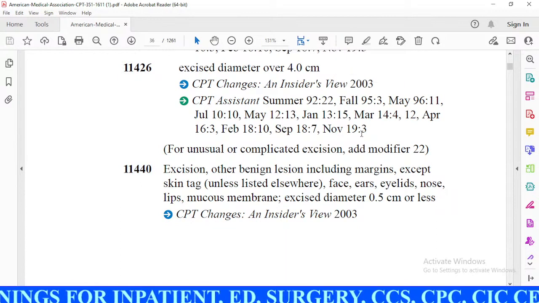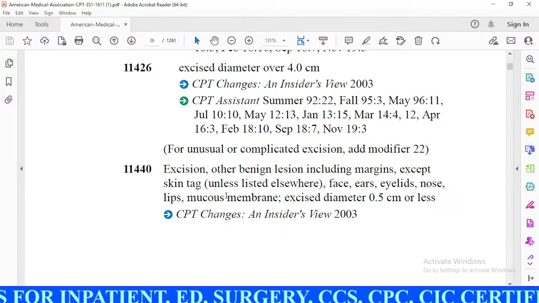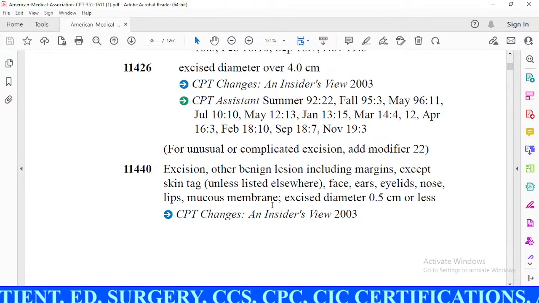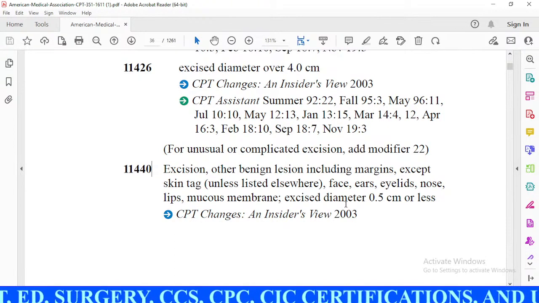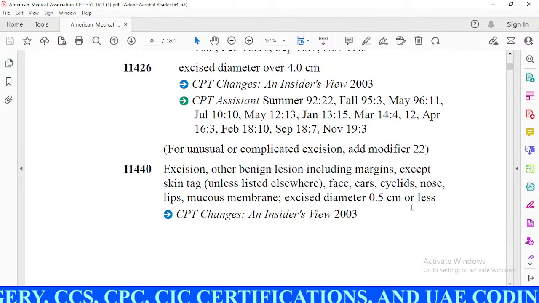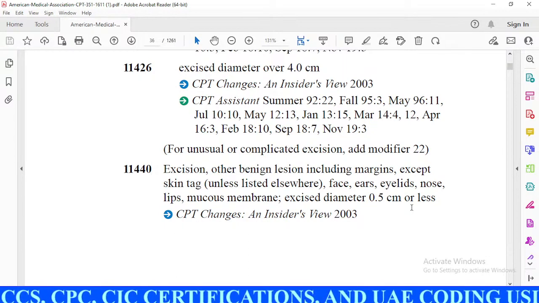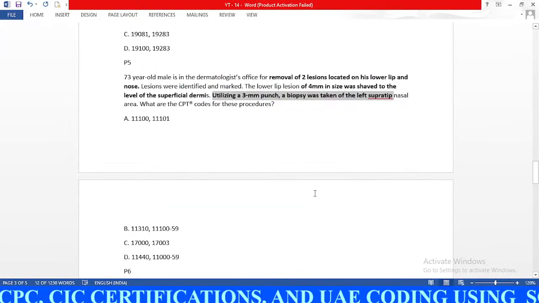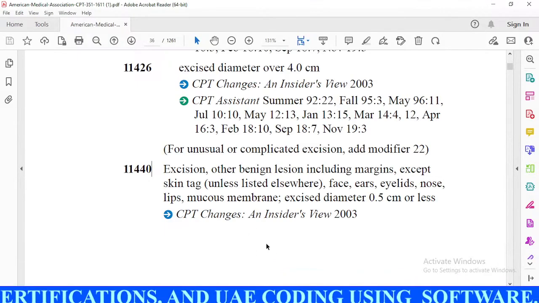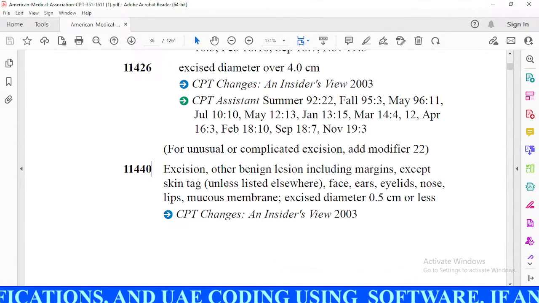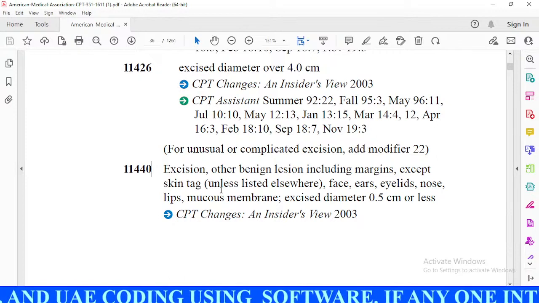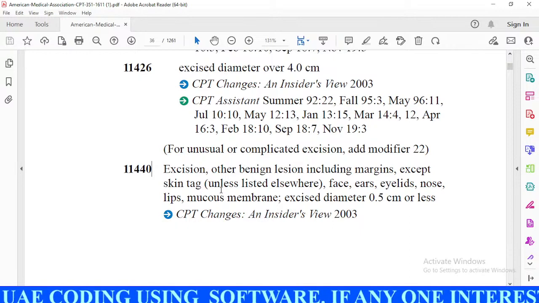See, excision, other benign lesions including margins except skin tag, face, ears, eyelids, nose, lips, mucous membranes, excised diameter 0.5 centimeters or less. So basically, in our question, the physician has performed punch biopsy and shaving, but this code relates to excision. So we can eliminate answer D also. So we are left with answer B. We will check 11310.